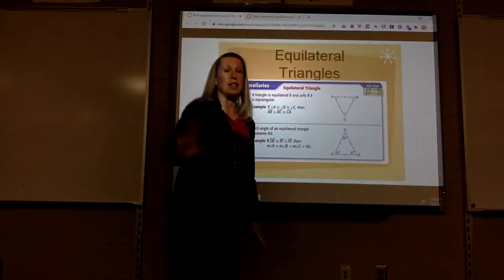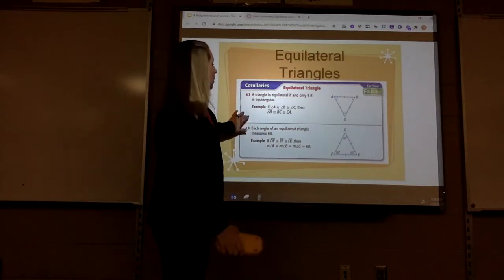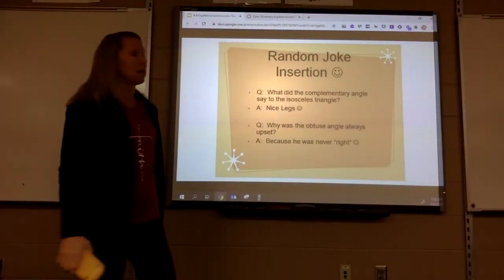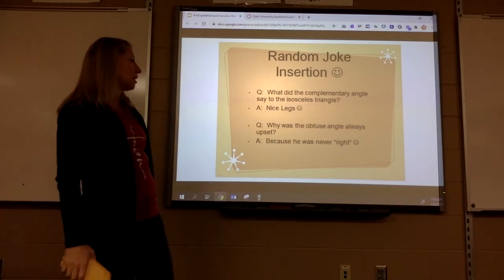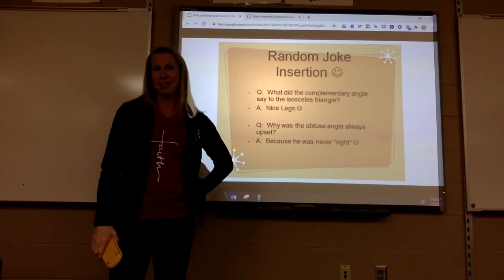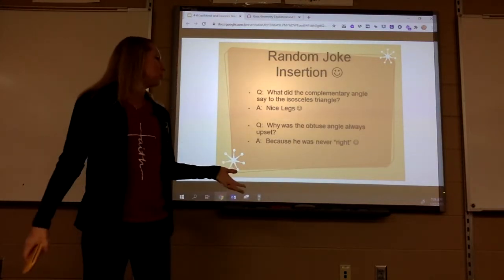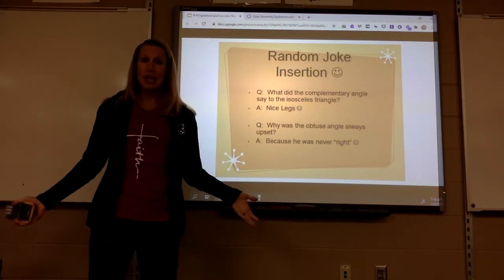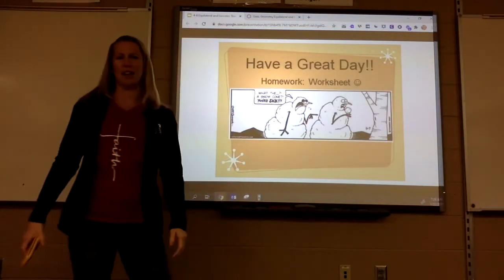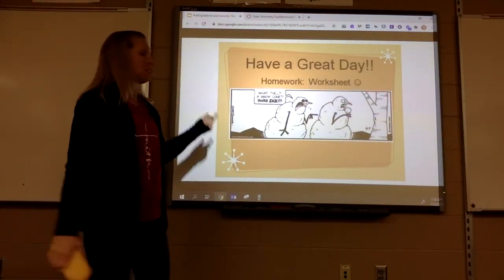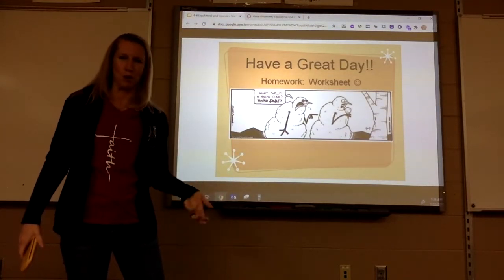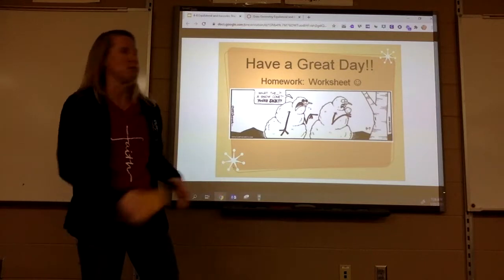I'm just going to go straight to your assignment and work some example problems, but I've got a couple jokes. What did the complementary angle say to the isosceles triangle? Nice legs. Why was the obtuse angle always upset? Because he was never right. And then I just thought it was funny. So there's snowmen, and one of the snowmen is eating a snow cone. Anyway, I thought it was funny.